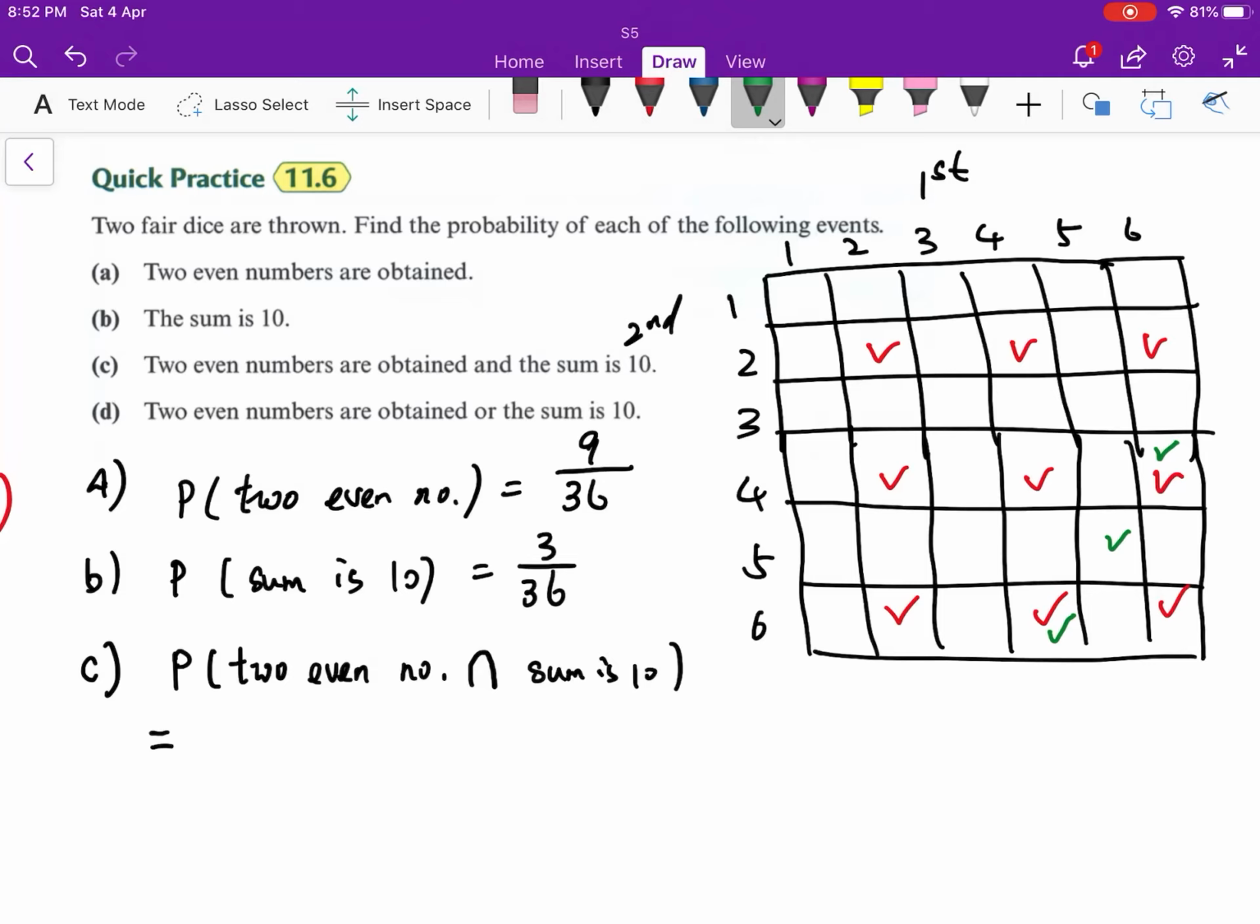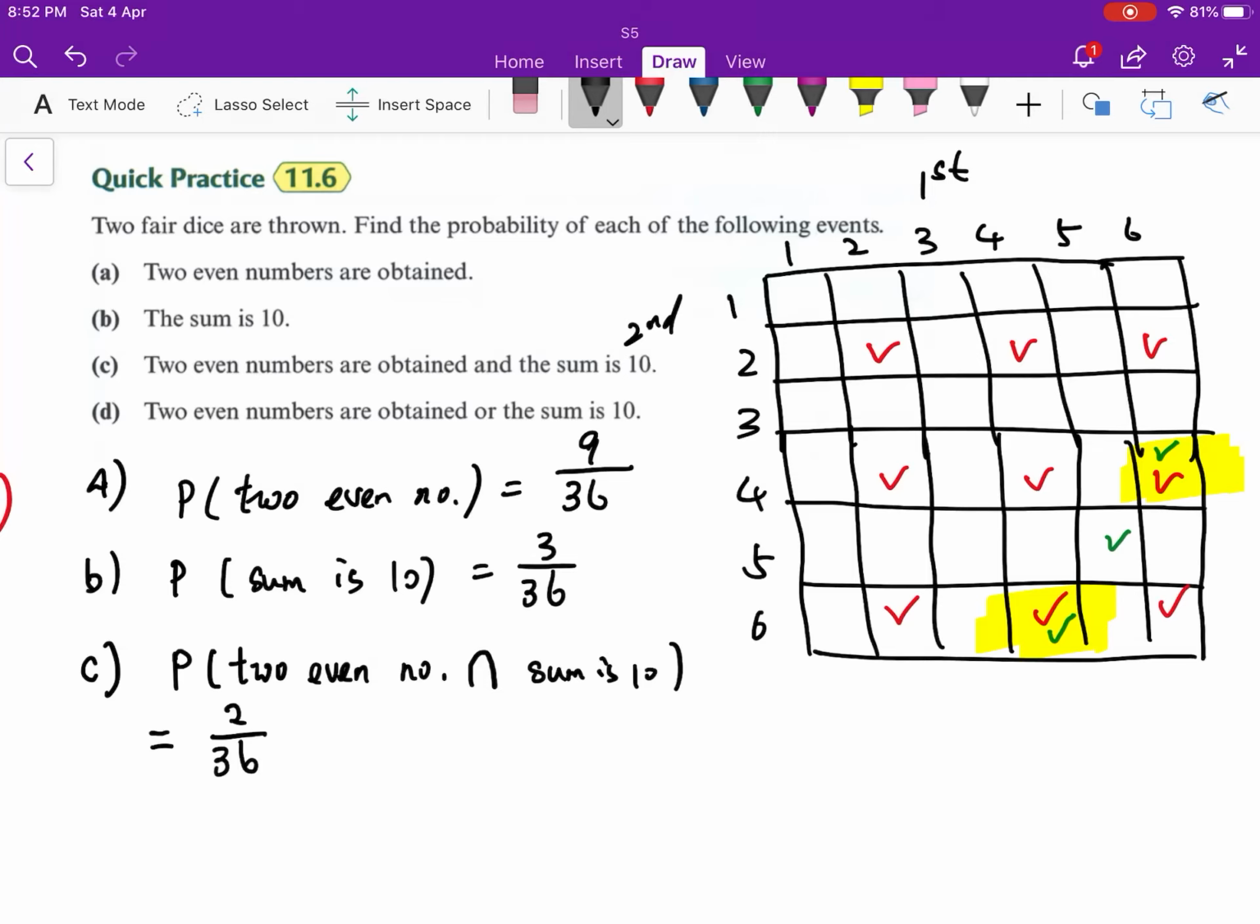Now C part is talking about and, both happen at the same time. Which ones happen at the same time? This one and this one. Can you see that? When you have two events happening at the same time, how many events do you have? Only 2. So it will be 2 out of 36. This is your C part answer.